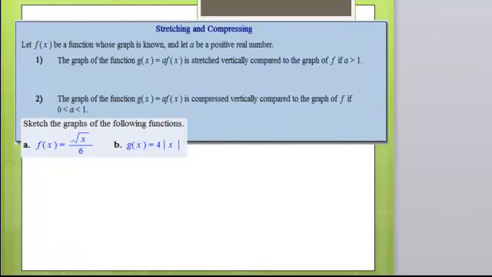How about stretching and compressing? Let's see how this works. If you multiply your function by some number, that's what a is right there. If you multiply your function by some number that is greater than 1, it will be stretched vertically. It gets stretched this way.